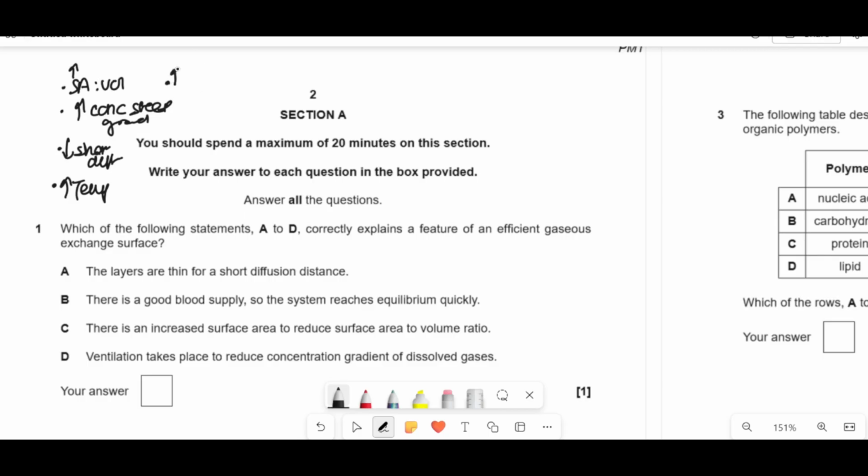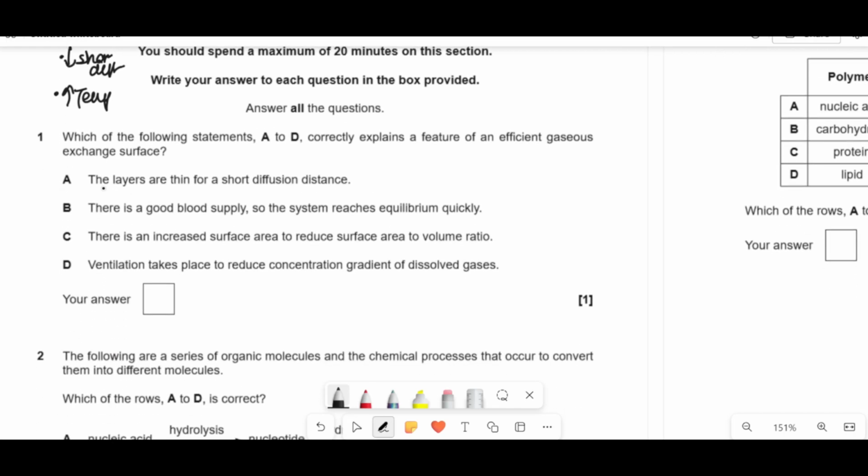But as well as that, you also want the highest possible amount of channel proteins or carrier proteins and stuff like that, because then you're absolutely maxing out the ways of doing those kinds of things. So whichever option facilitates this is going to be the one that's correct. Looking here, it says the layers are thin for a short diffusion distance. That is definitely one of them. Then there is a good supply, so it reaches equilibrium quickly.